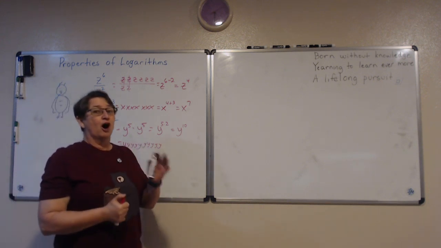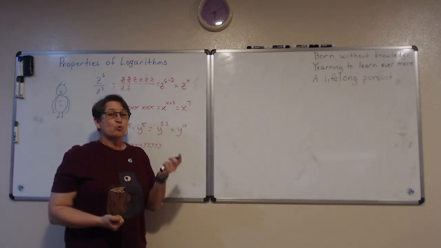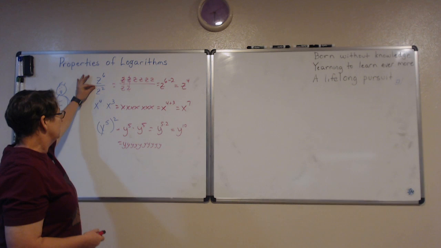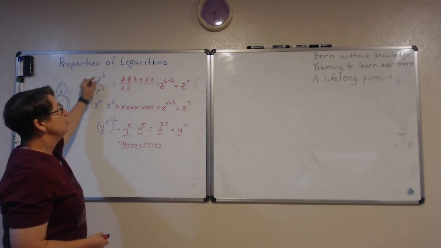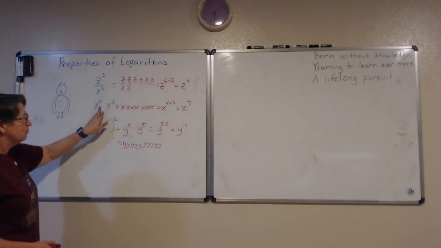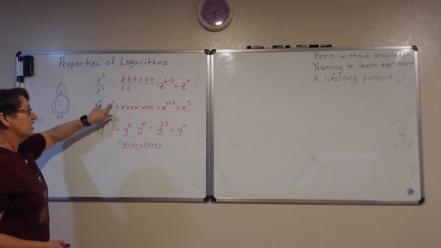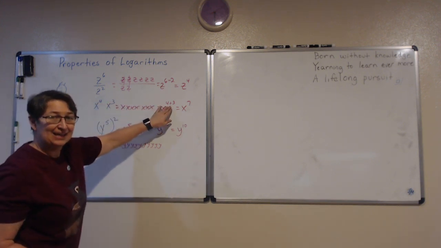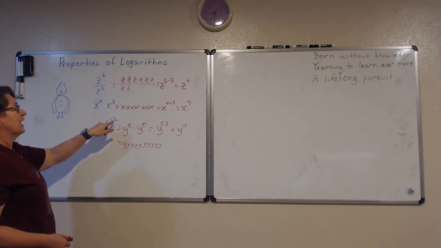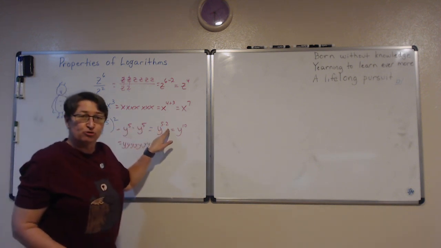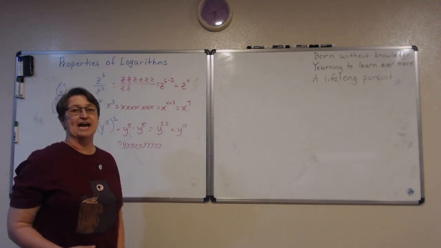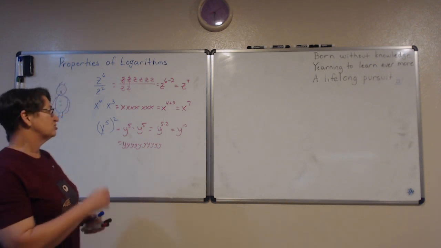Because logarithms are exponents, these same rules are going to apply. When we are dividing, when we have a quotient rule, we're going to end up subtracting. When we are multiplying, we're going to have a product rule where we add. And when we are raising it to a power, we're going to have the power rule where we just multiply. It's these same rules that we've already learned with exponents. The exact same thing.